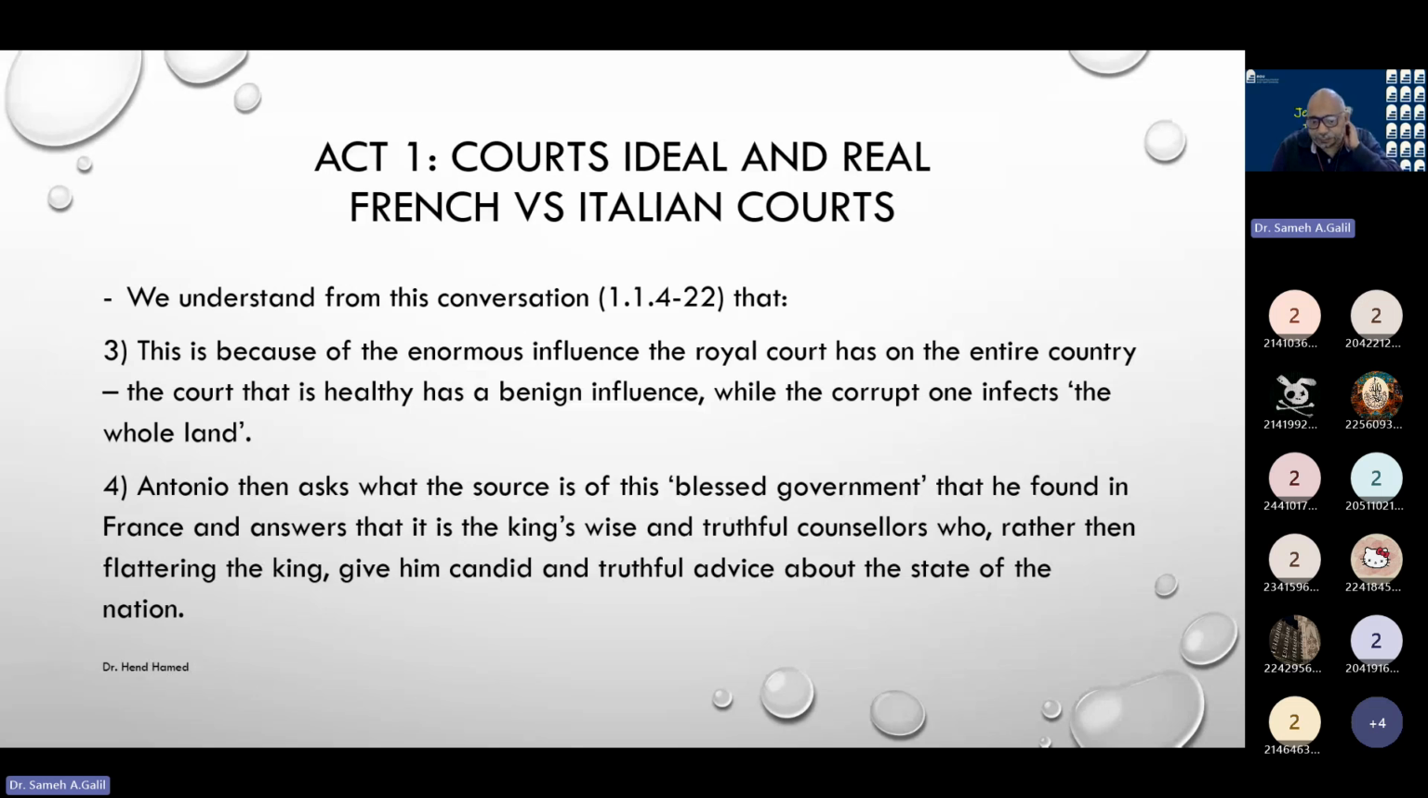So as you can see, when Antonio talks about the French court, he speaks about it very admiringly, very lovingly, and he starts to even use analogies and comparisons. He is going to talk about the royal court of France, saying that it's very pure. It's like having a public fountain.